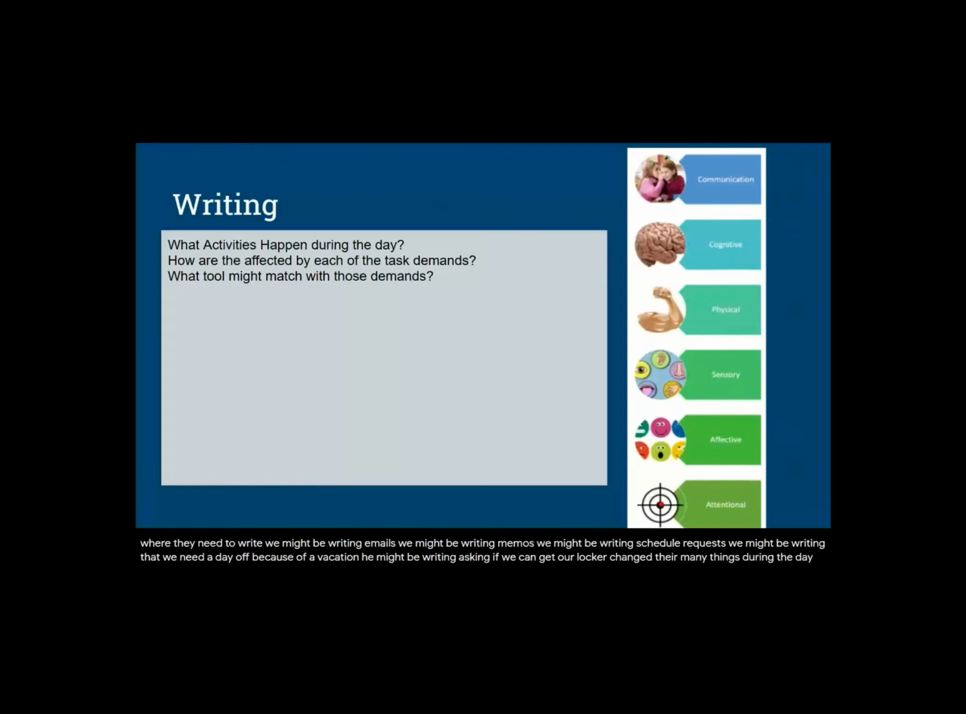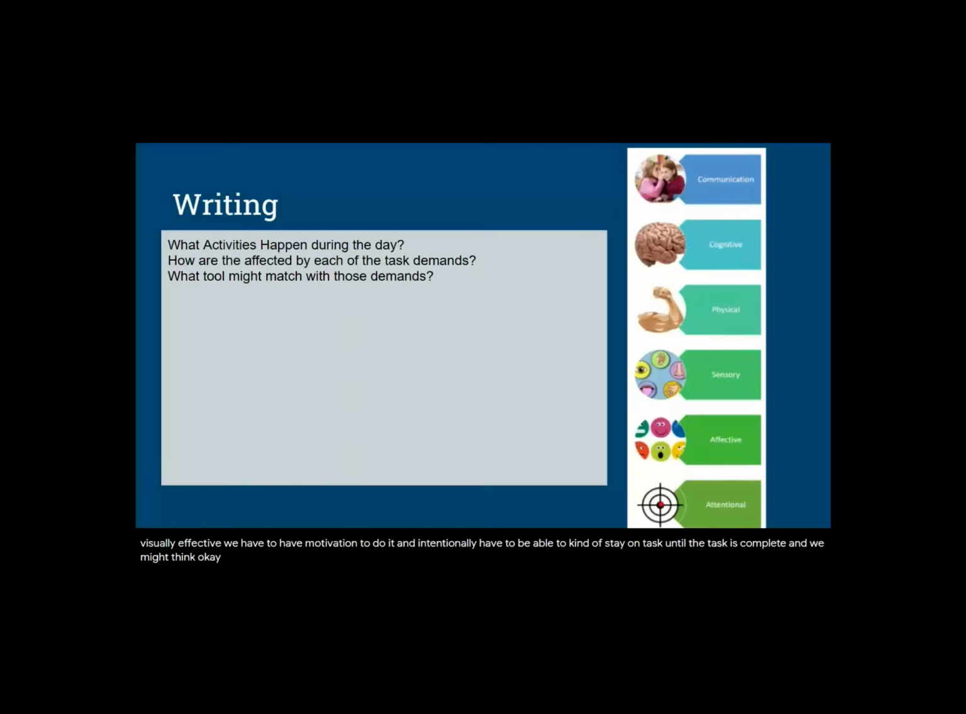There are many things during the day where you might have to write for a multitude of different jobs. You might be asked to write down what you need for an order. So how can that be affected by our task demands? Communication, we have to know the words we want to write. Cognitive, we have to be able to organize our thoughts to get them down. Physical, holding that pencil, being able to take the letter to wherever it needs to go. Sensory, being able to see it visually. Affective, we have to have motivation to do it. And attentional, we have to be able to stay on task until the task is complete.